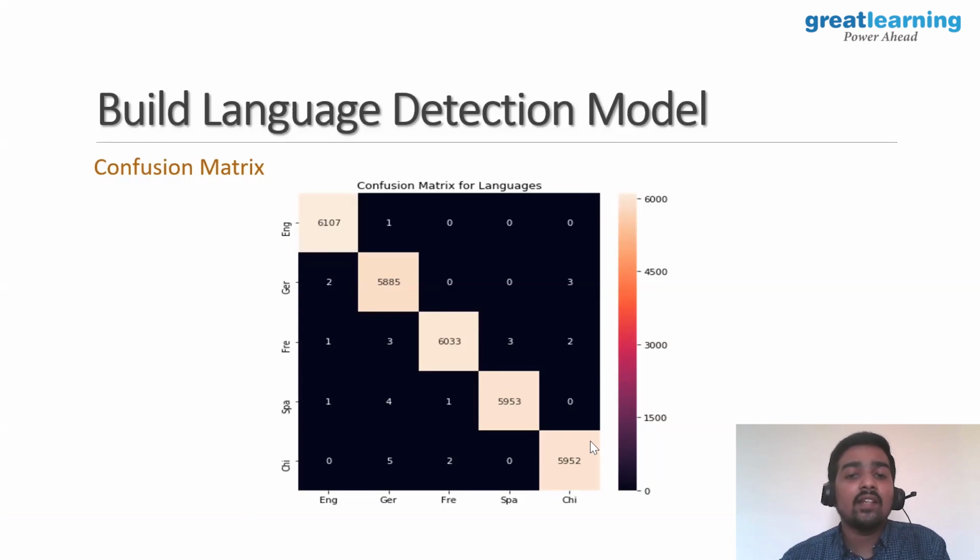Coming to Chinese, there is some ambiguity with French and German. Chinese is predicted as Chinese in 5,952 cases, but the ambiguity with French and German is very small, less than 5. The misclassifications are very few and really negligible. If we use some more hyperparameter tuning, or additional parameters in your vectorization technique, maybe you can build a really very good classification model. So this is your model performance and how it has evolved.